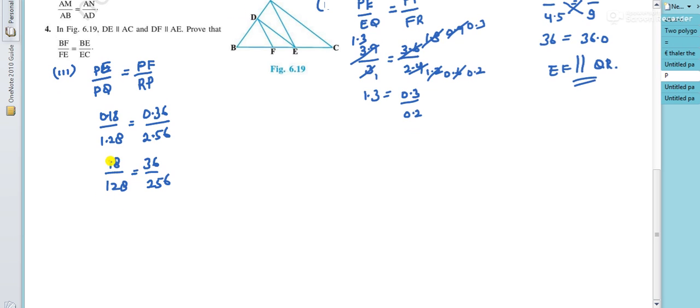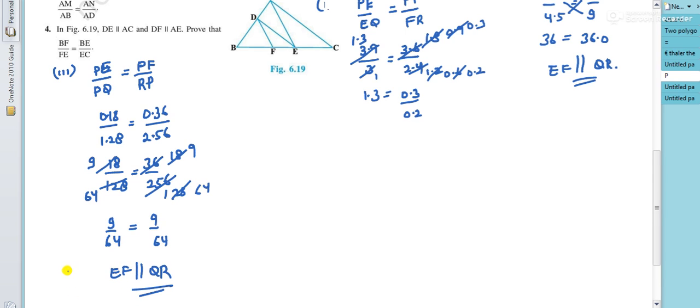Both of them are divisible by 2, correct? Here 2 9s are 18, 2 6s are 12, 2 4s are 8. So you'll get 9 by 64, and here 2 18s are 36, 2 2s are 4, 2 8s are 16, again 2 9s are 18, 2 64s are 128. So RHS also you are getting the same, right? Since both of them are equal, we can say that EF is parallel to QR. So this is how you have to check. Understood? They are very simple. I hope you got it.